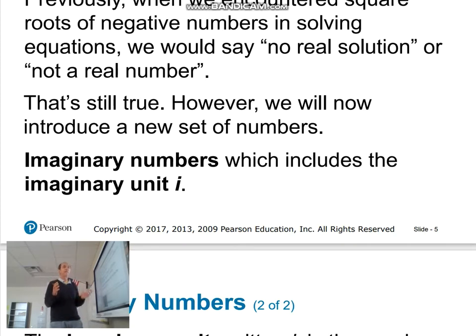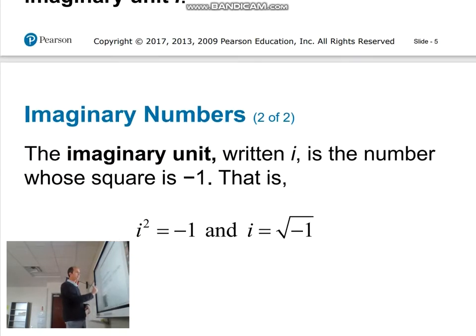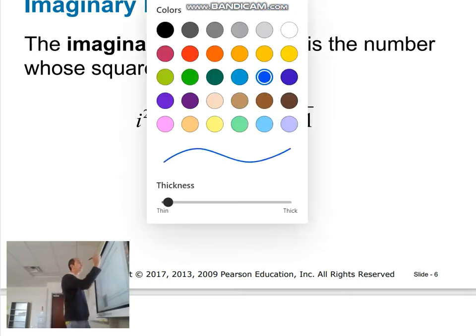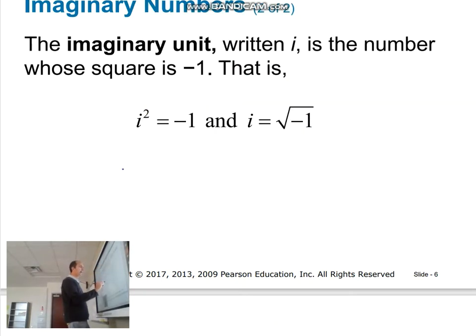They are called, this is the real name, imaginary numbers, which includes the imaginary unit i. So this letter i, the lowercase i, means the imaginary unit. The imaginary unit is the number whose square is -1. That means, very simply stated, that i is equal to the square root of -1. Every time you see an expression with this letter i, you understand this is the imaginary unit, and you can substitute it by square root of -1.